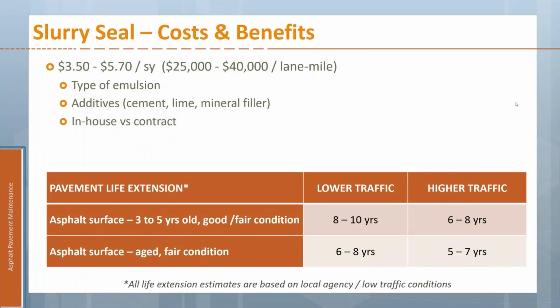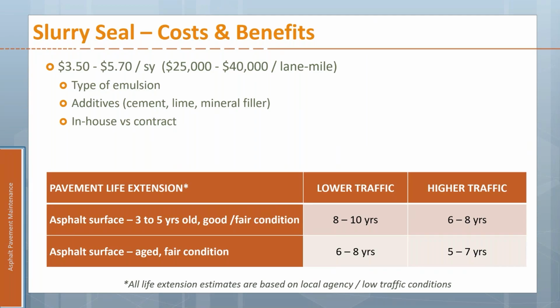In terms of cost and benefit, we've got somewhere in the range of 350 to 570 per square yard, or in terms of lane miles, that's 25,000 to 40,000. The cost difference is definitely going to depend on the type of emulsion and any additives that you have. That mineral filler is going to give it a little bit of substance, kind of stiffen it up a bit. Cement and lime can do the same thing, but all those things are going to have different costs. And then whether you do this in-house or if you have it contracted out.